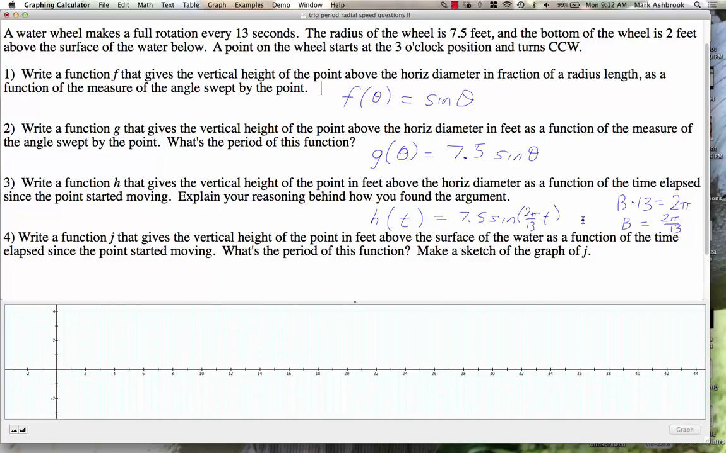Does it make sense? Do you get it? What kind of quantity is 2 pi over 13t again? Angle measure, because that's what it's got to be, what goes into sine. Okay, and that's called the argument. The input of the function is t. The argument is 2 pi over 13t. Okay, so now j. So we did not do this last time. Input of j.